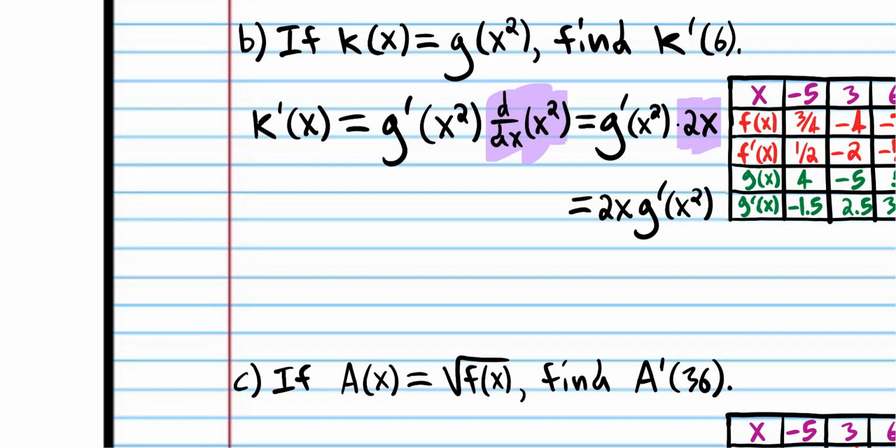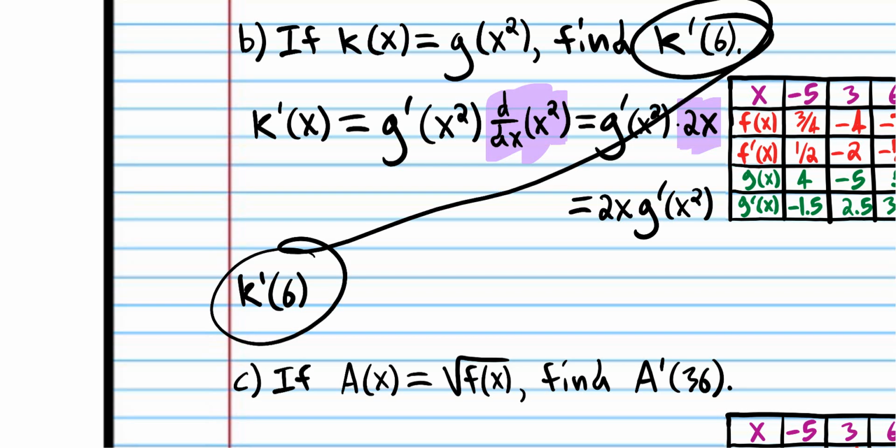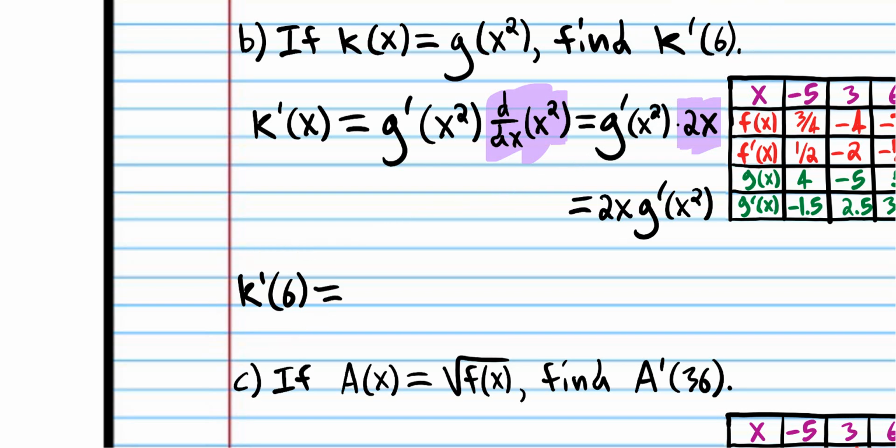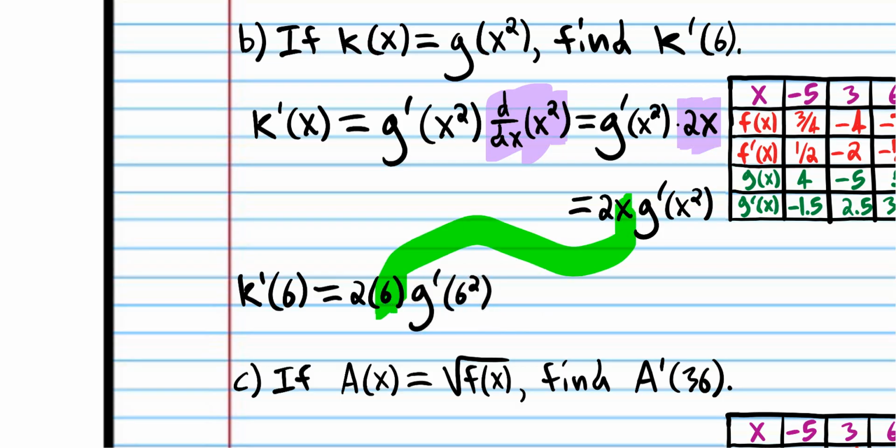Okay, so now we're ready to go. Let's find k prime of 6. Why are we finding k prime of 6? Well, because that's what the problem is asking for. So we just need to replace x with 6. So we have 2 times 6. And then, so again, I'm plugging in 6 for x.